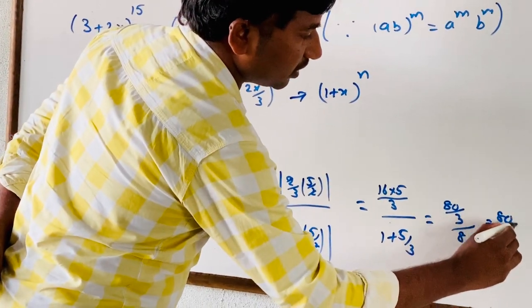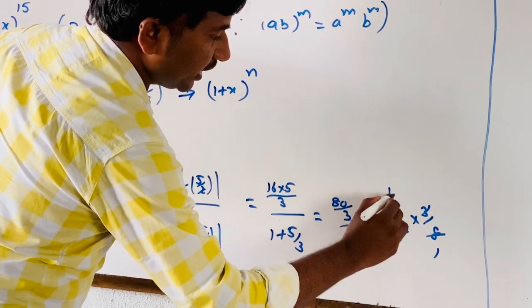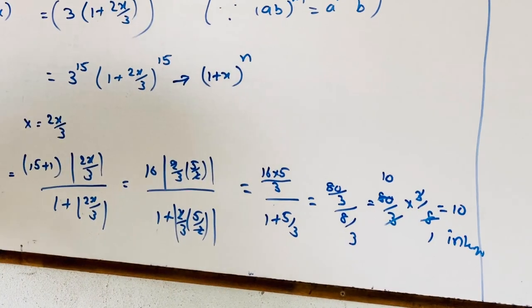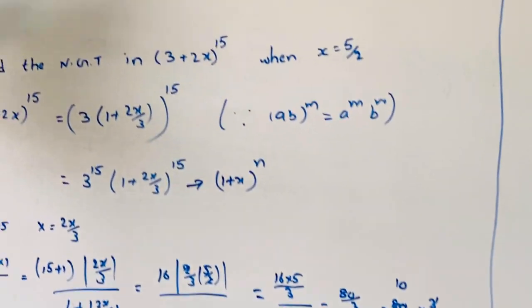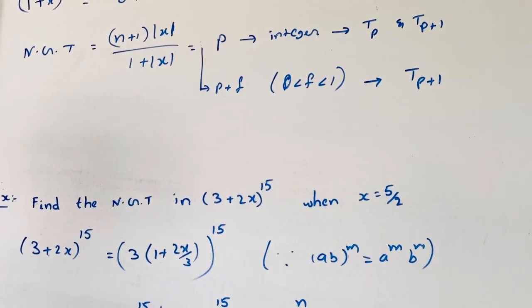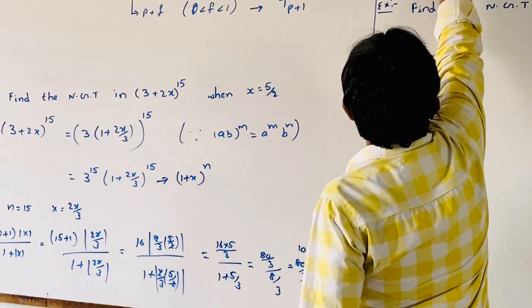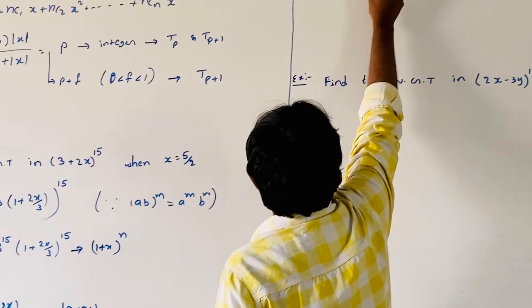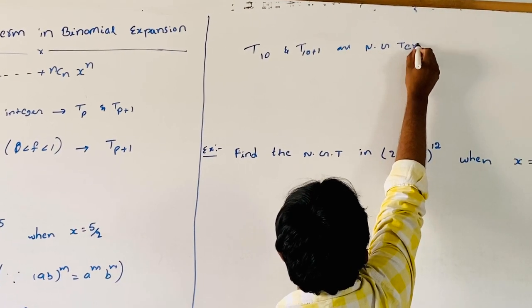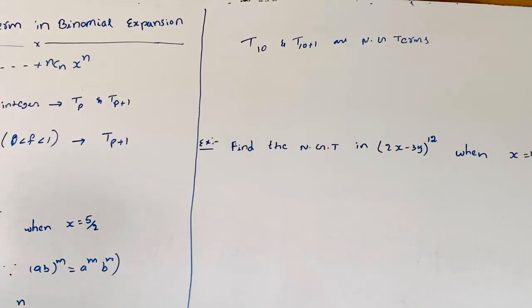Now write the reciprocal: 80/3 x 3/8, which is 10, an integer. So p is an integer. Now how many NGT terms does the expansion have? Two terms. Which two? T10 and T10+1 are the numerically greatest terms in this expansion.